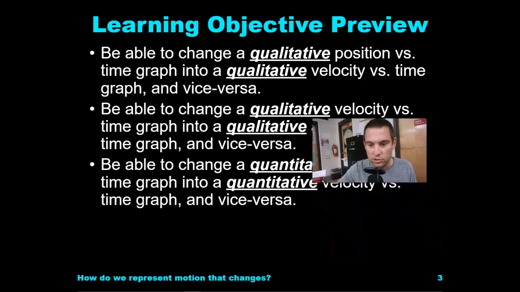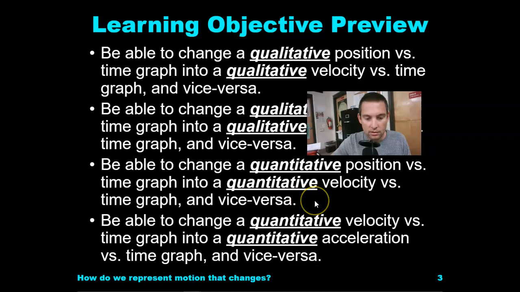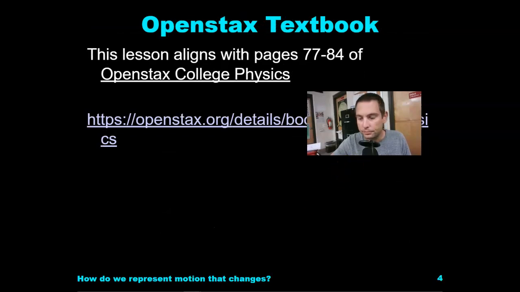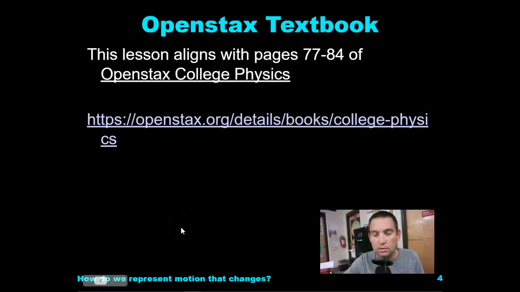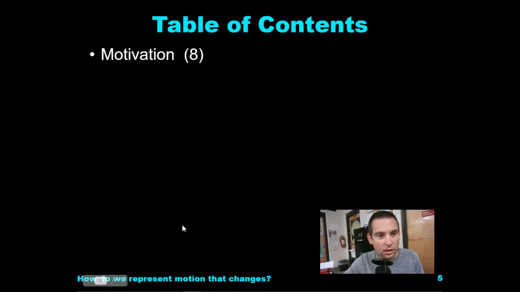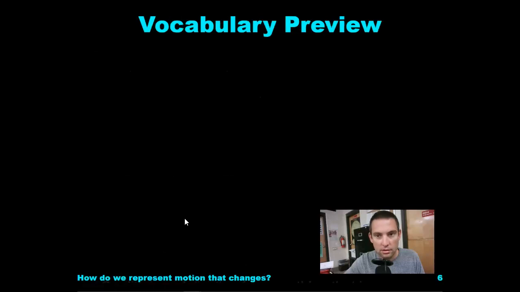We will be able to change a quantitative position versus time graph into a quantitative velocity versus time graph, and vice versa, and be able to change a quantitative velocity versus time graph into a quantitative acceleration versus time graph. There are some textbook reading pages, though I don't know that I recommend those officially. Motivation, here's our table of contents coming up.